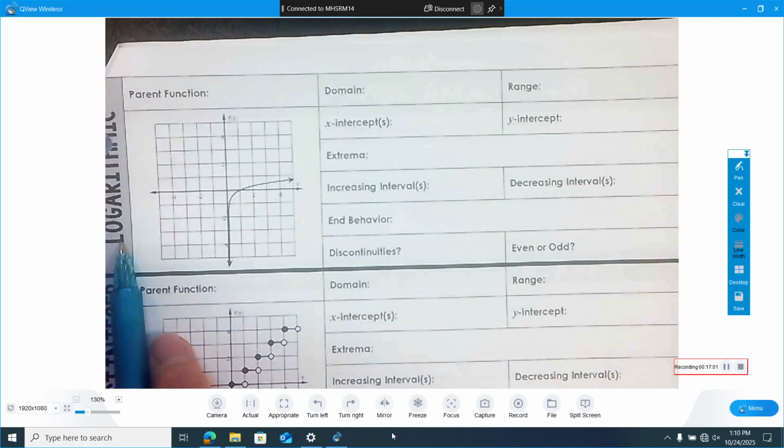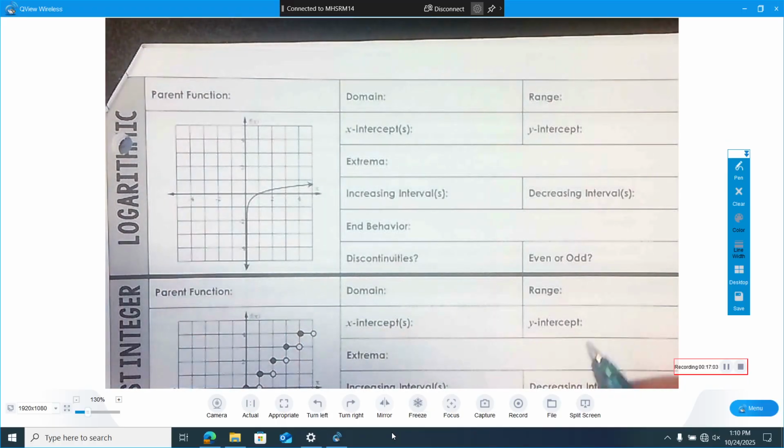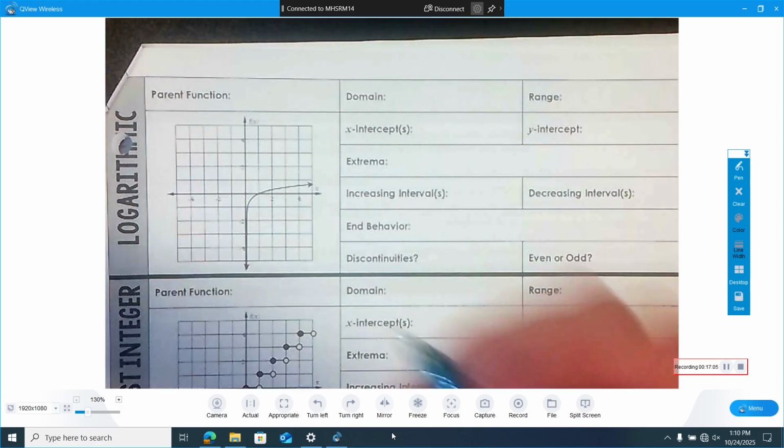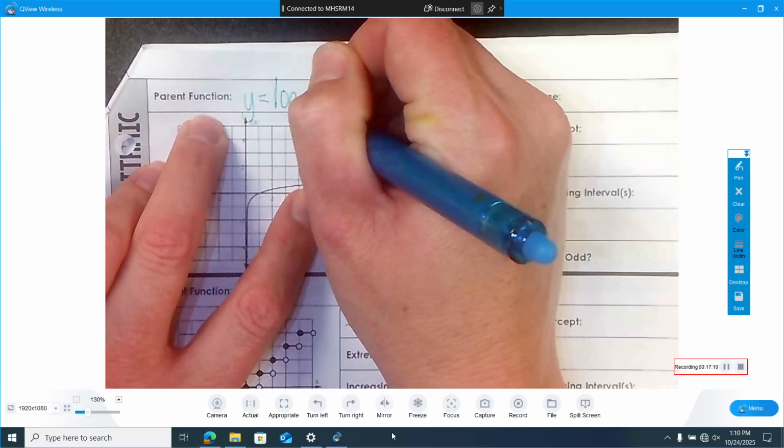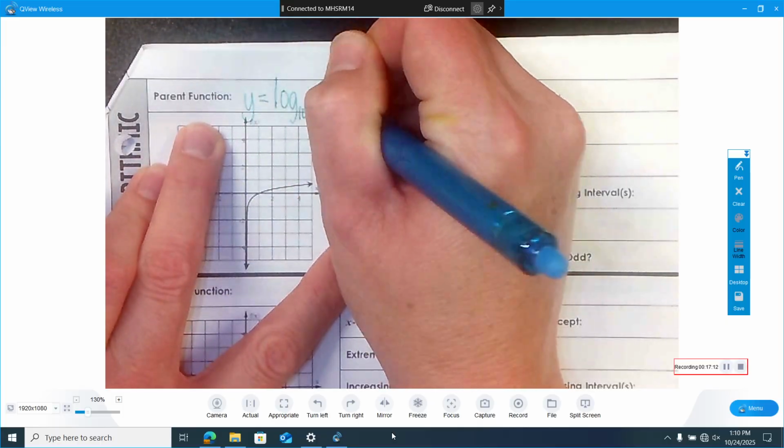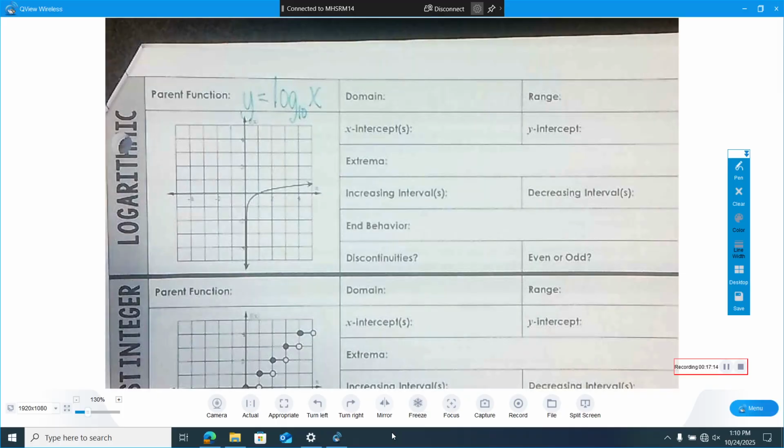This is a logarithmic graph, and I'm going to call it y equals log base 10 of x. I like to call this a log ride. Every time I teach graphs, I create a story. Call it a log ride.